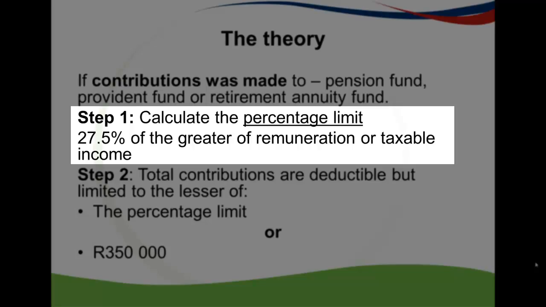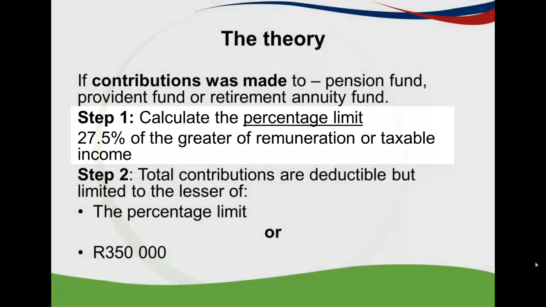Now the remuneration is a definition found in the Income Tax Act. Remuneration is defined as all of the amounts received from your employer. So that would include your salary, your bonus, your fringe benefits, 80% of your travel allowance, and 80% of the use of a motor vehicle. Your taxable income that it refers to here is the taxable income before the deduction. So you need to make a subtotal before you do this deduction. So you're going to go and choose the greater of the two, multiply with 27.5%, and that is your percentage limit.